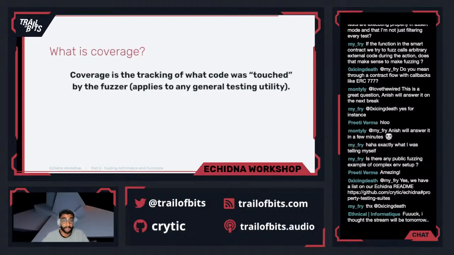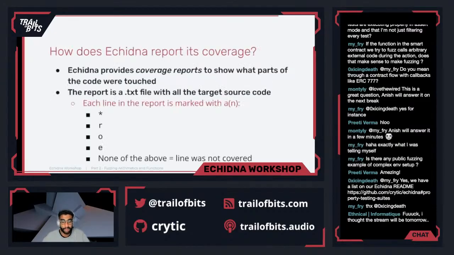So Echidna similarly has the same concept of coverage. It has this internal way of tracking what parts of the code were touched and what parts of the code were not touched. And so the report is the output of that. That's Echidna's report to you to say, Anish, I covered these parts of the code, and these parts I did not, maybe. And so the report actually is a .txt file with all the target source code.